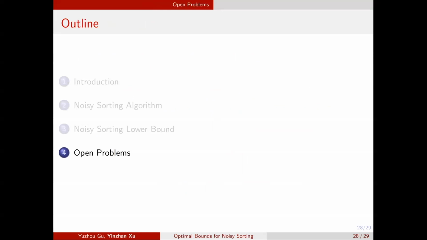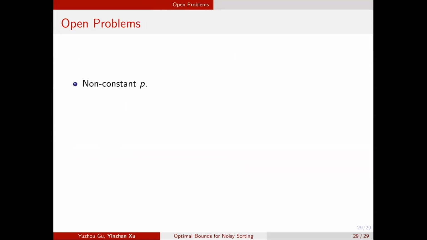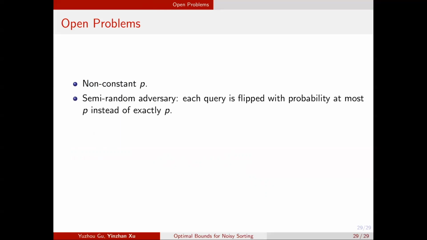Finally, I will conclude with some open problems. In this work, we are considering the case where P is a constant, but it would also be interesting to extend our result to non-constant P. The second open problem is about the semi-random adversary model. In this model, each query is flipped with probability at most P instead of exactly P. And the open question is whether we can get a tight bound in this setting.